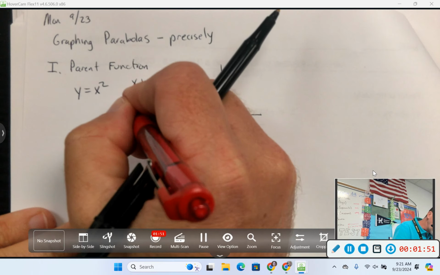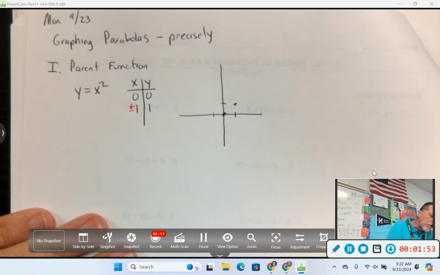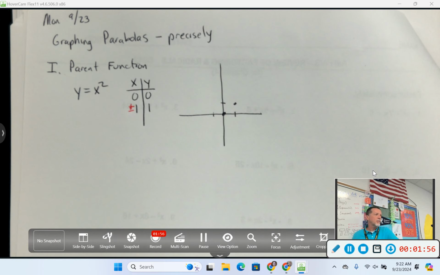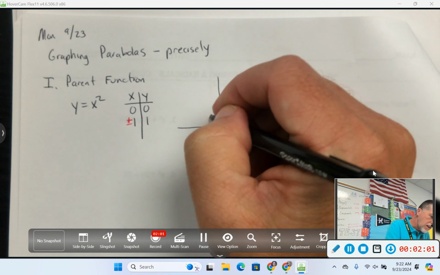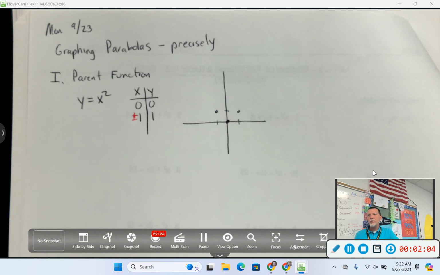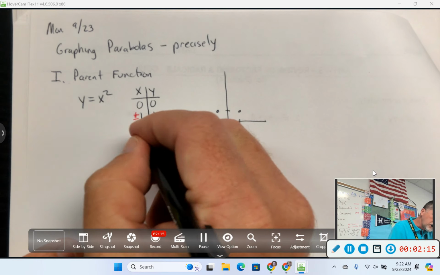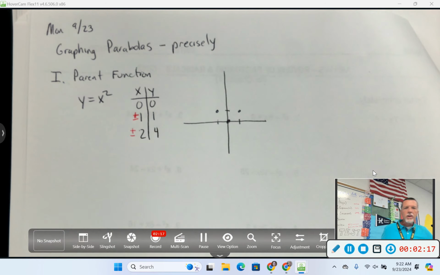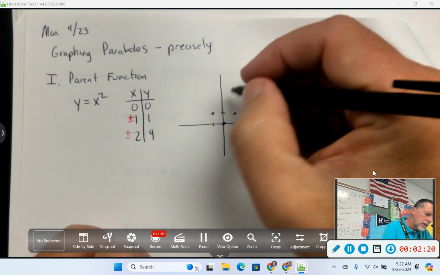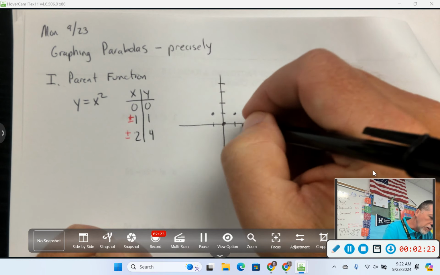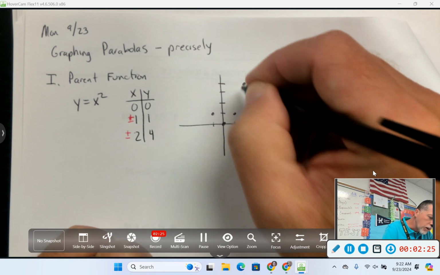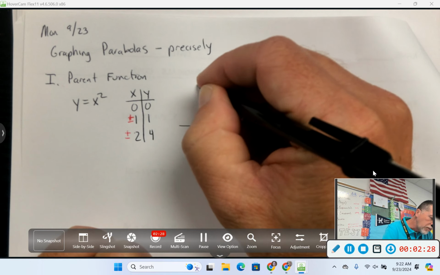Also positive 1. So I'm going to kind of just cheat and make my table of values a little easier and just do plus or minus 1, since it's squared, it turns it positive. So 1, 1 on either side is one way to say that. And then if I plug in 2, in fact, I could plug in plus or minus 2 because of the symmetry going on, I get 4 because 2 squared is 4. So from the origin, I need to go over 2 and up 4.